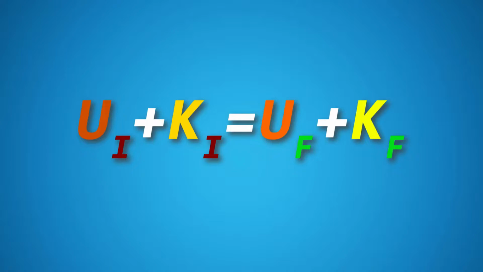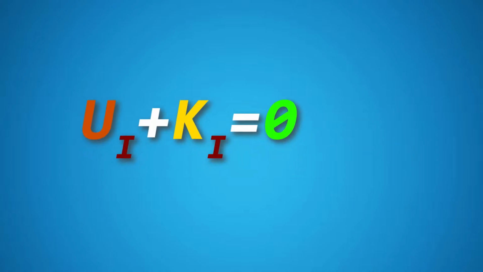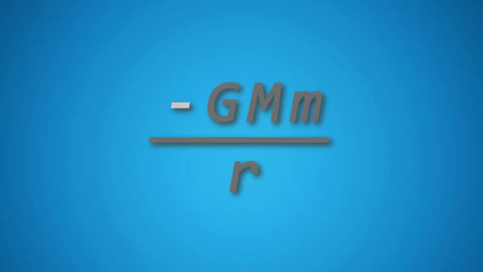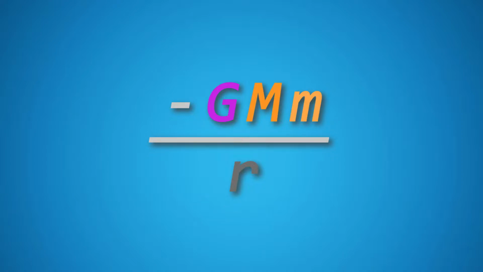Well, in order to reach escape velocity, we want our final energy to equal zero, so we can set our final kinetic and potentials to zero. On the other side, we need the equation for gravitational potential energy, which is described as so. The negative of the gravitational constant times the mass of the planet times the mass of our rocket, all divided by the radius from the center of the planet.